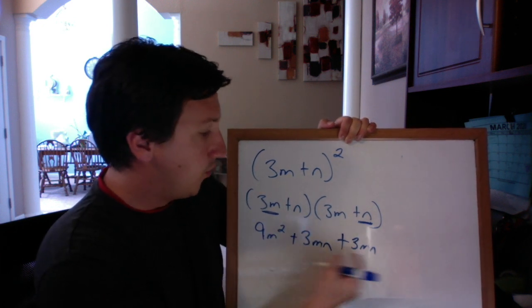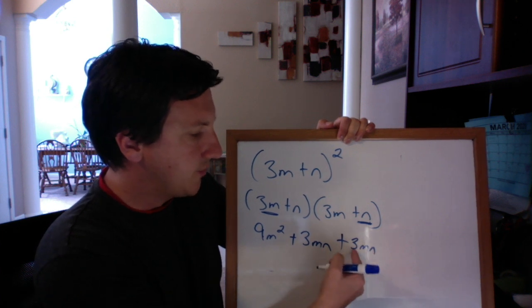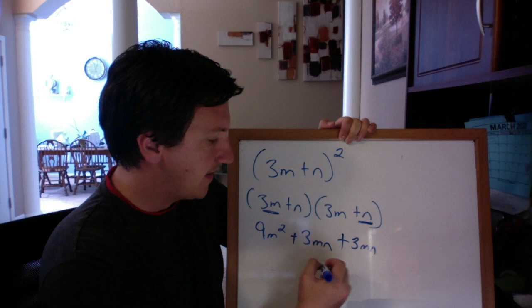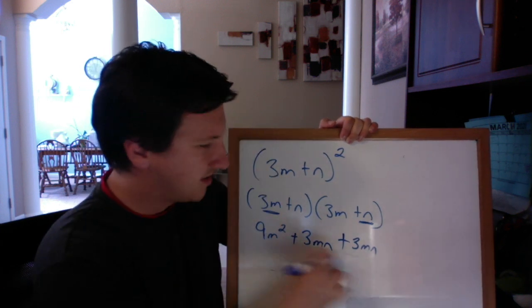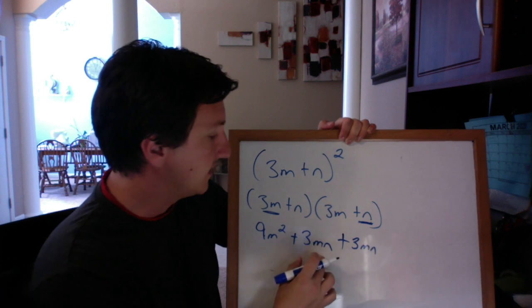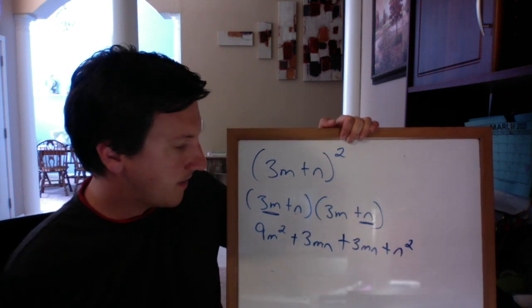And notice how I kept the order of the variables the same. mn is the same as nm, so it's still 3 times m times n. I could even write that as m3n. It's still the same thing, okay? But just to keep it all easy and uniform, we write it the same way. And then n times n is n squared, all right?